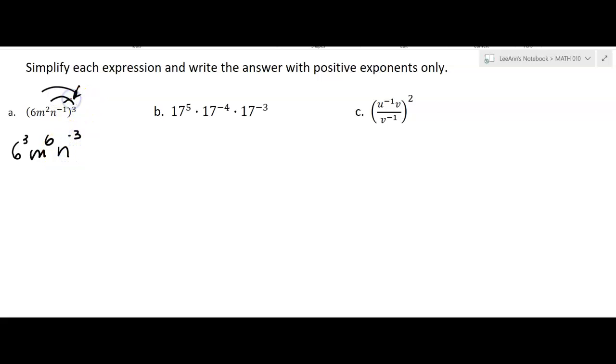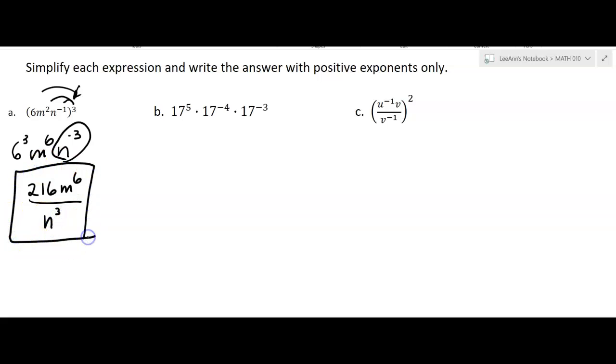Okay, and I know I can't have a negative exponent, so I'll have to deal with that too. 6 cubed, it's 6 times 6 times 6. I believe it's 216. My m to the 6th, that's okay. But this part, see, that's got that negative exponent, so it's got to go down, downtown. So I'm going to have that for my answer, and I'm fine with that answer. All right, let's go to the next one.